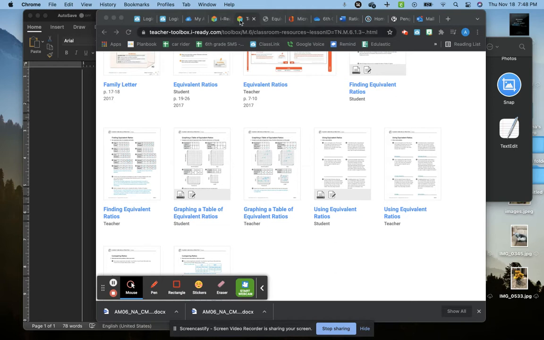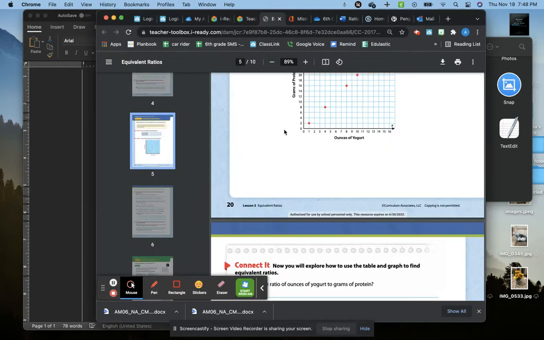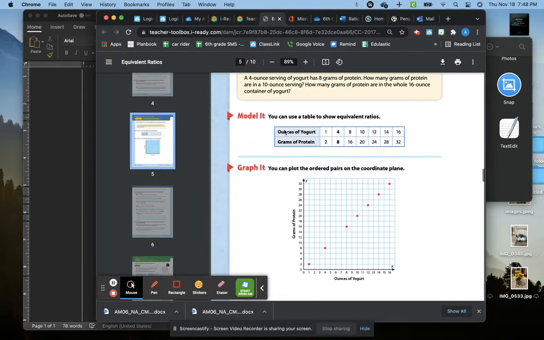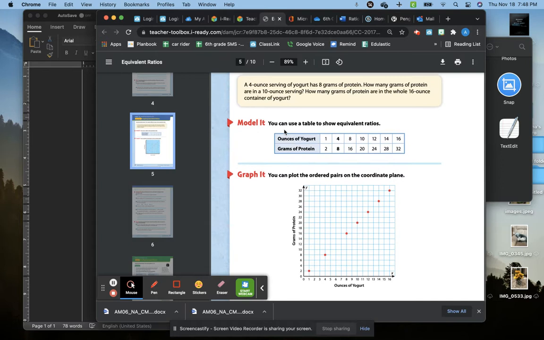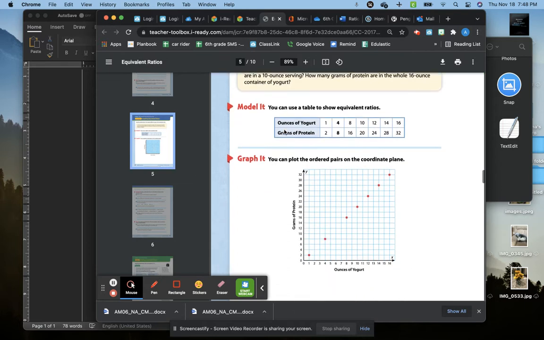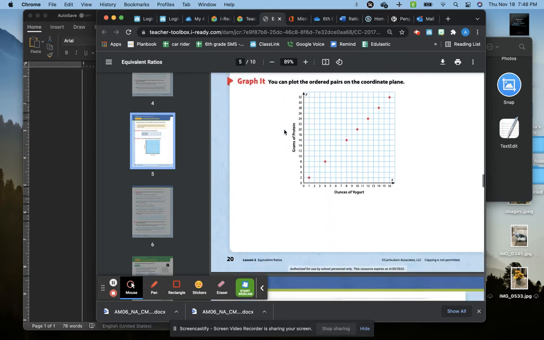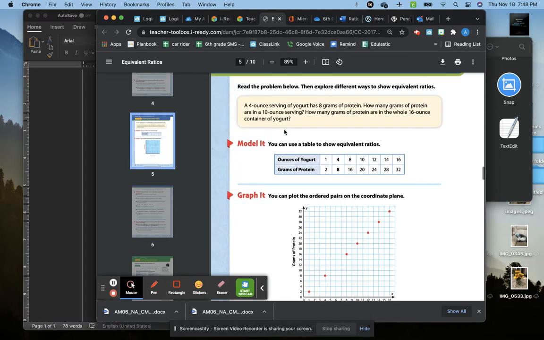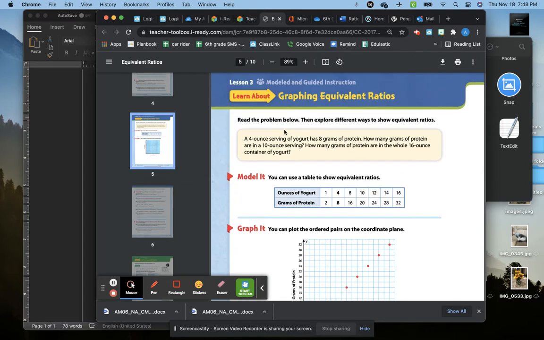Hey guys, so I wanted to go over what you were doing today just to make sure and try and answer any questions that I could. You have your 2 pages in your instruction book, page 20 and 21, and then you have the 2 pages of practice in your practice book. Today you're going to be working with graphing equivalent ratios.